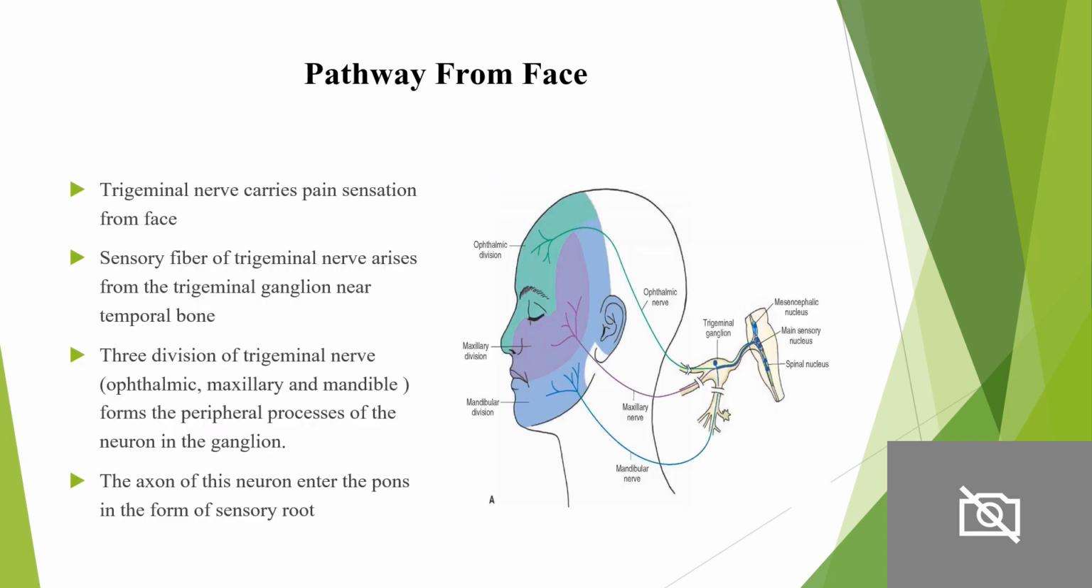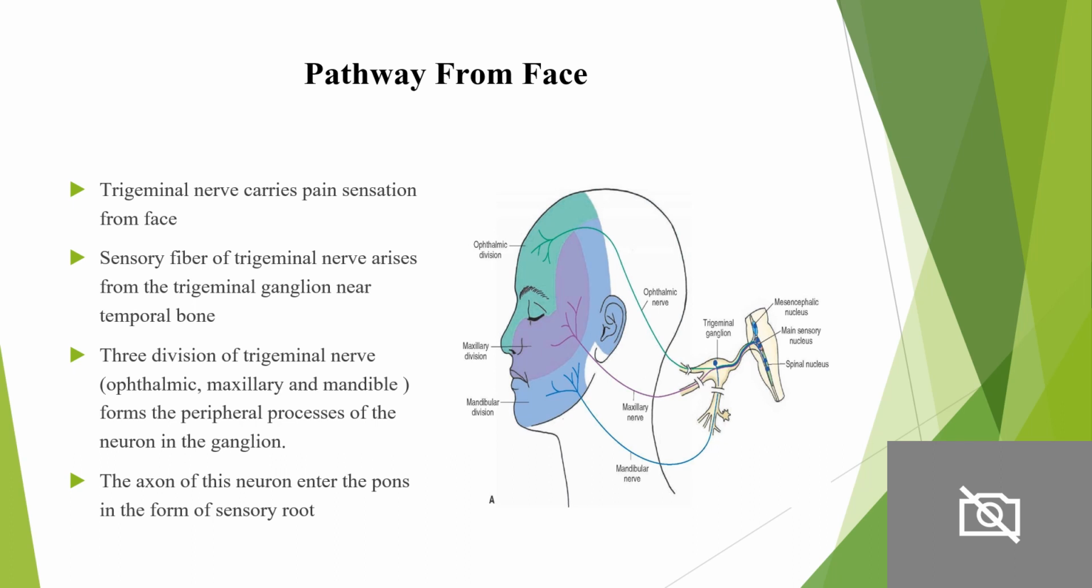Now we are going to see the pain pathway from the face, how the pain pathway reaches the brain. Mostly we studied that the trigeminal nerve carries pain sensation from the face. This is the trigeminal nerve, this is the sensory fiber of the trigeminal nerve, and this is the trigeminal ganglion. Here the trigeminal cell will be present. Here also it has a dendrite, and the axon goes to the spinal cord. This is the dendrite.